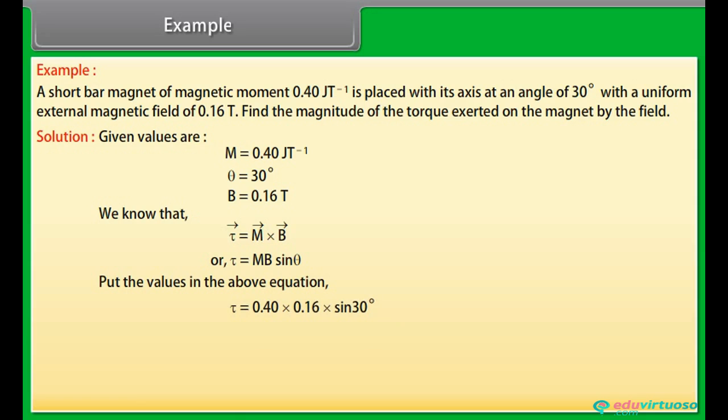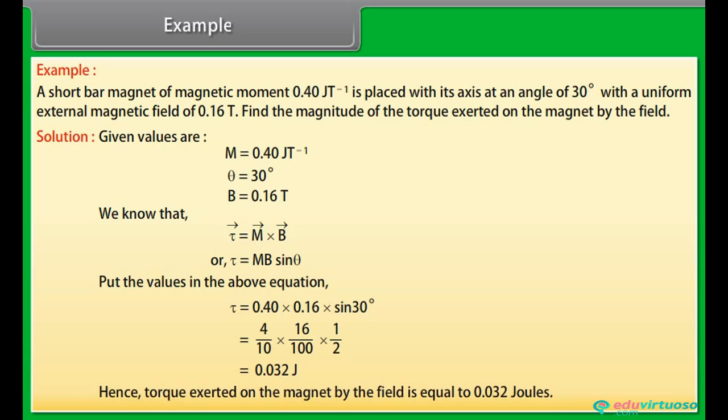Tau is equal to 0.40 into 0.16 into sine 30 degree. On calculating the equation, we get the value of tau, which is equal to 0.032 joules. Hence, the torque exerted on the magnet by the field is equal to 0.032 joules.